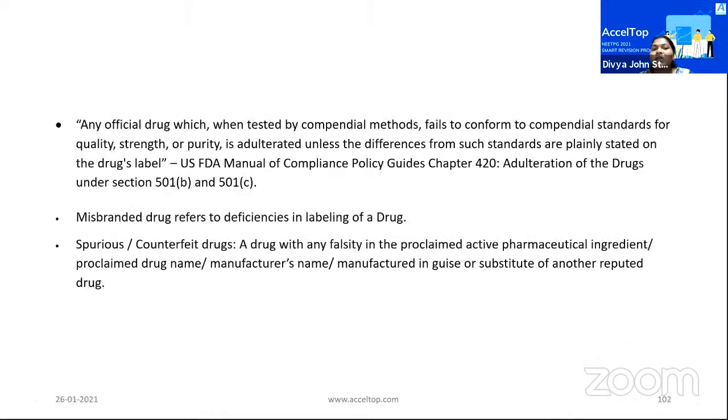So any official drug which, when tested by the compendial methods, fails to conform to compendial standards for quality, strength or purity is adulterated, unless the differences from such standards are plainly stated on the drug label. So if I had stated that the drug has only 200 mg of paracetamol on the package instead, then it is safe. Okay. Misbranded drug refers to deficiency in the labeling of a drug. And spurious or counterfeit drugs means any drug with falsity in the proclaimed active pharmaceutical ingredient or proclaimed drug name or manufacturer name, or manufactured in guise or substitute of another reputed drug, it becomes a spurious or a counterfeit drug. Okay.